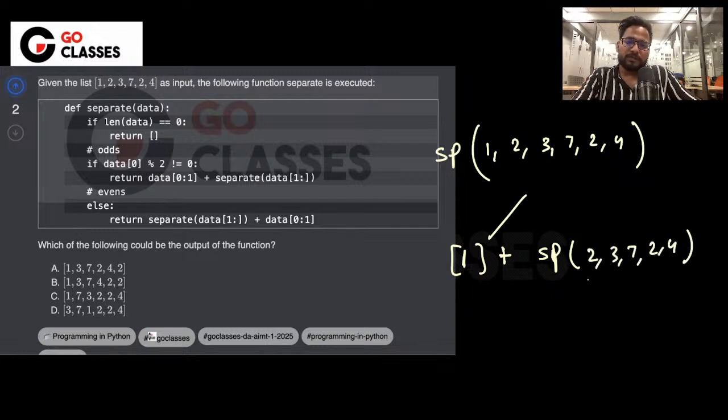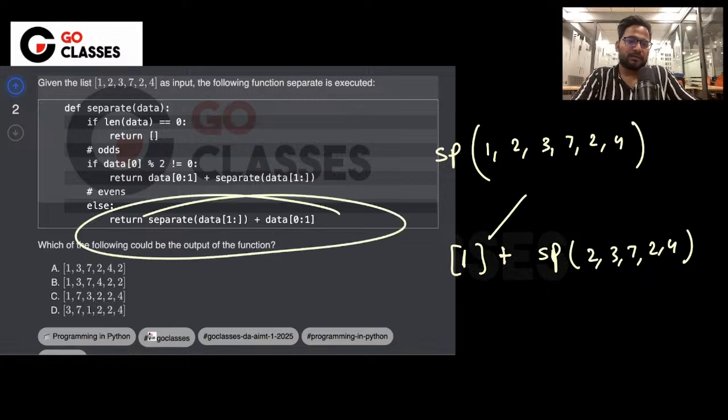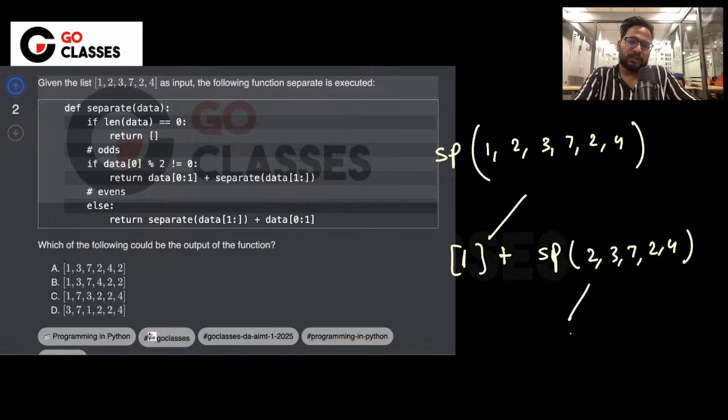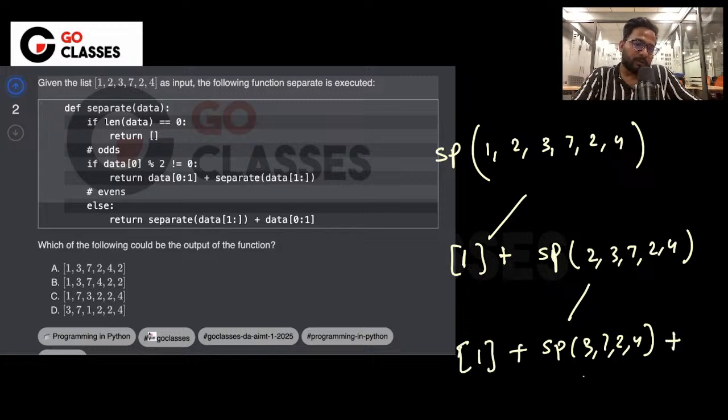Now if it is even, then it is interesting. Then you will do what? You will call the function on 3 7 2 4, right? And then this is anyway 1 plus whatever this returns, and then whatever this returns plus 2 at the end. Later on it will be plus 2. Now we have to check what it is doing, but till now it is fine for everyone.